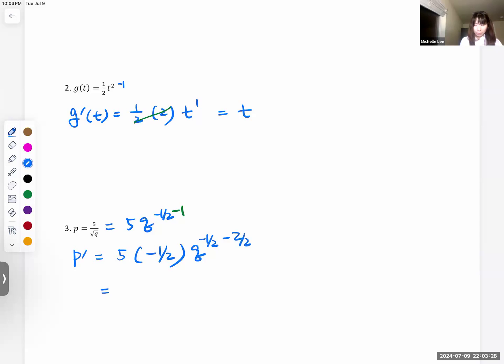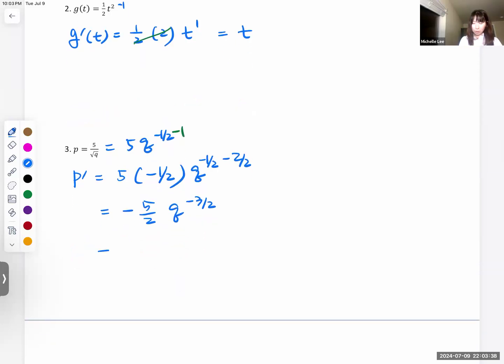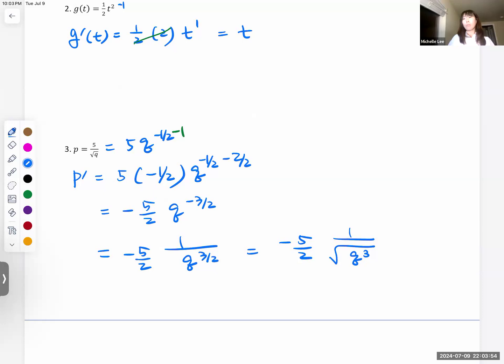So we will get negative 5 over 2 q to the negative 3 over 2. We have a negative power, so we can express this as 1 over q to the 3 over 2, then negative 5 over 2 times 1 over the square root of q to the third power, right?